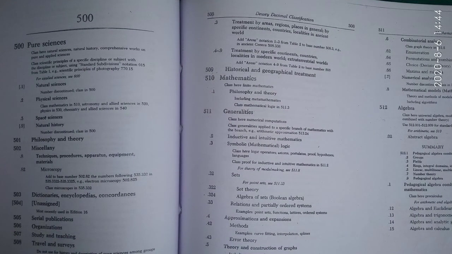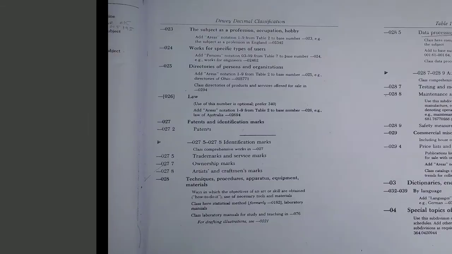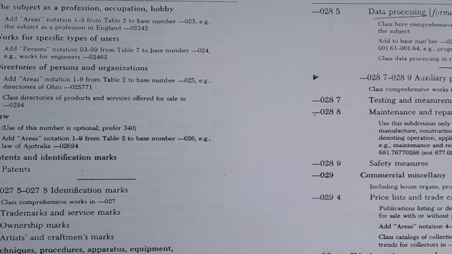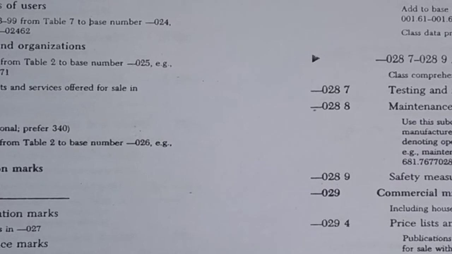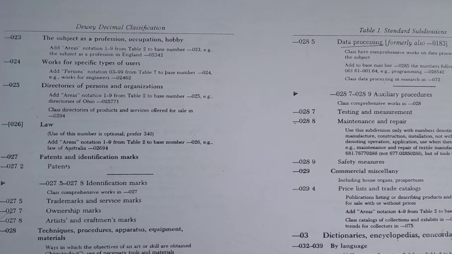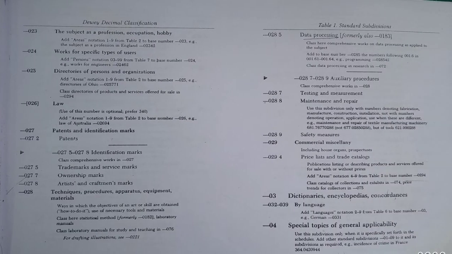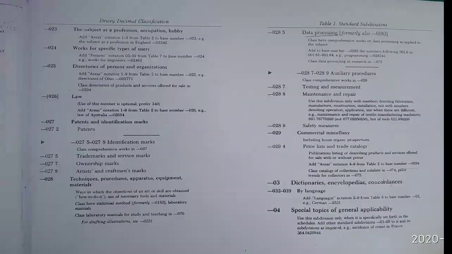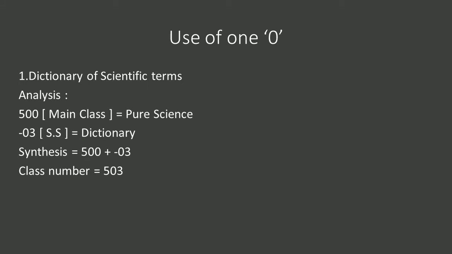We will only use one single zero in between the notation of the main class and the notation of the standard subdivision. I have said earlier, in every notation you will find it starts with a 0. This 0 is only for the connecting digit. Here there is no instruction to use the standard subdivision. That is why in this case I have taken only 0 as the connecting symbol between the main class and the standard subdivision.